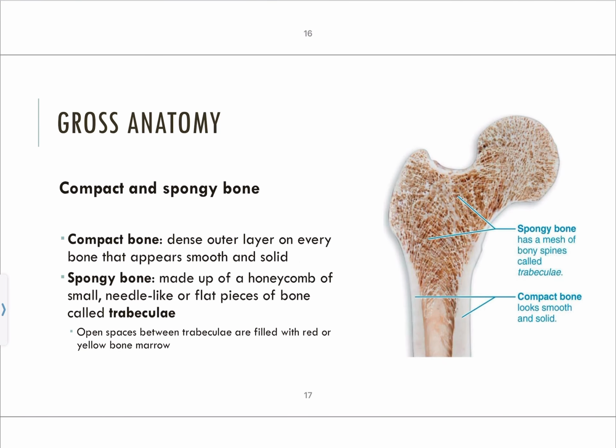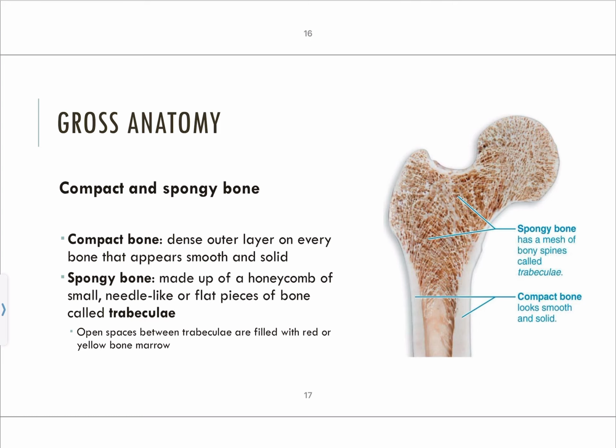And the biggest thing here is basically what we can see with the naked eye are two types of bone. We can see compact bone or spongy bone. And compact bone is going to be your external layer of every single bone, and it's going to appear smooth and solid. So if you look at any bone in the lab or know what a bone looks like, everything that you can see externally on that bone is compact bone.